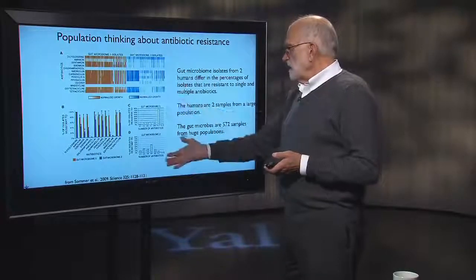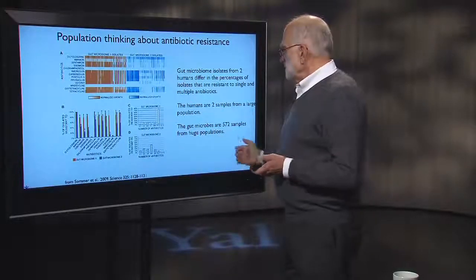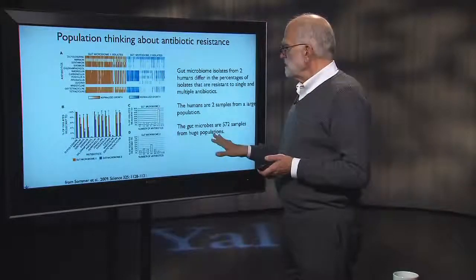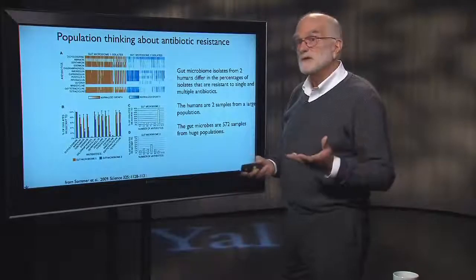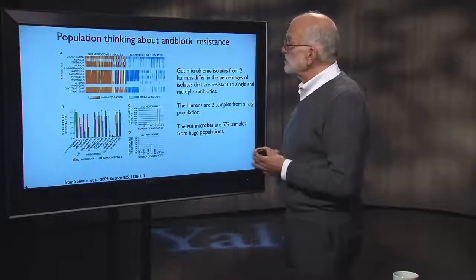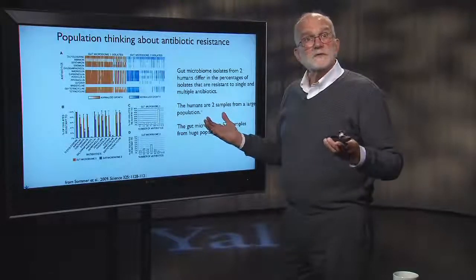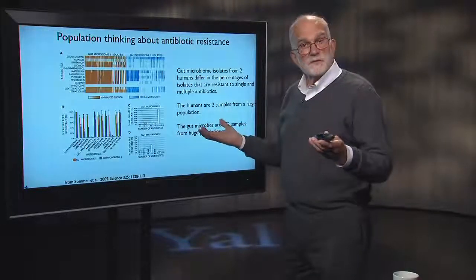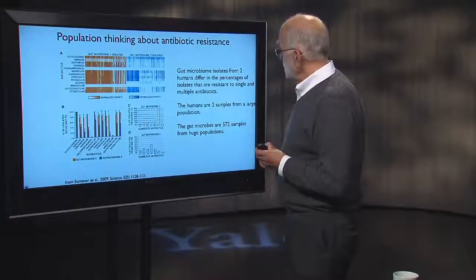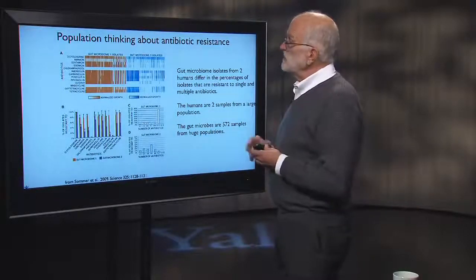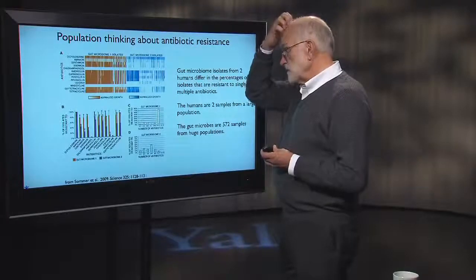So these are gut microbiomes, 572 isolates in each case, from huge populations. There are probably about 10 to the 17th individual bacteria in the human gut. They usually constitute about 1,200 to 1,500 different species of bacteria. So we're looking at about, say, 1/3 of the different types of bacteria in the human gut.